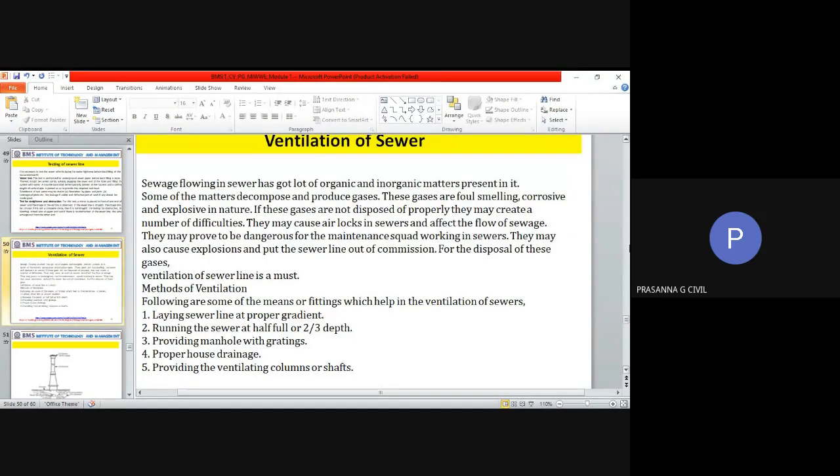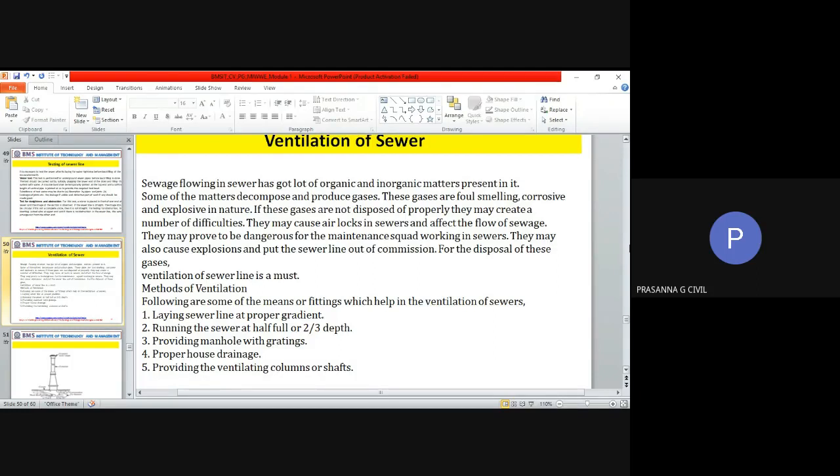to leave the system. So sewage flowing in a sewer line has got a lot of organic and inorganic matter present in it. Some of these matters decompose and produce gas. These gases are foul smelling. For example, hydrogen sulfide, etc., will have a very eggy smell, corrosive and explosive. And these accidents do commonly happen also. There are many manual laborers who have got themselves burnt by entering into such sewer lines while cleaning and maintenance. That's why now they have told that no human should be allowed to enter without any protective gear into such sewer lines, etc.